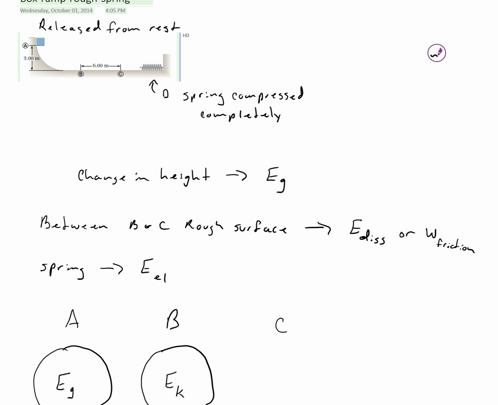So then by the time we get to C, the circle size should stay the same because we're not going to lose energy anywhere. We're going to account for it everywhere. Now we've moved across the rough surface.